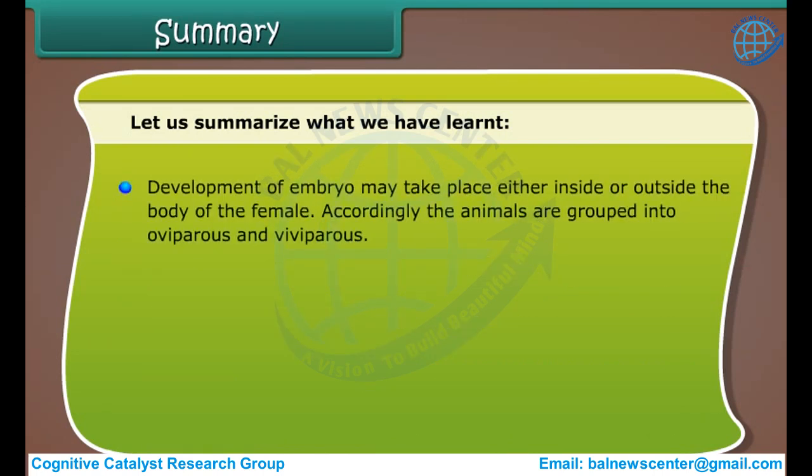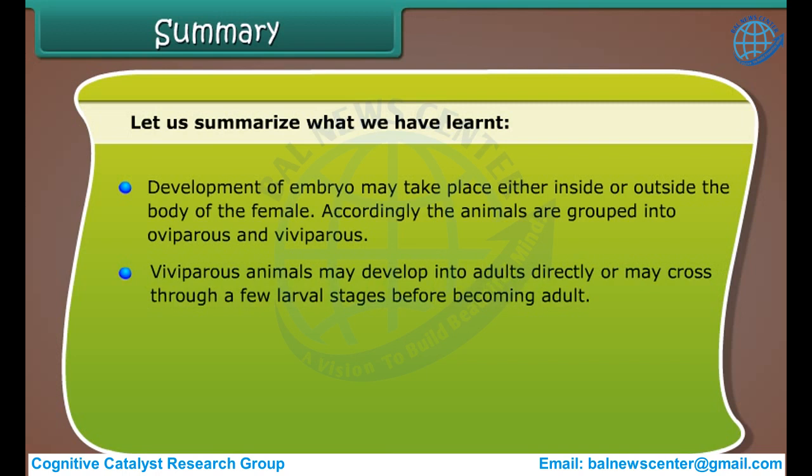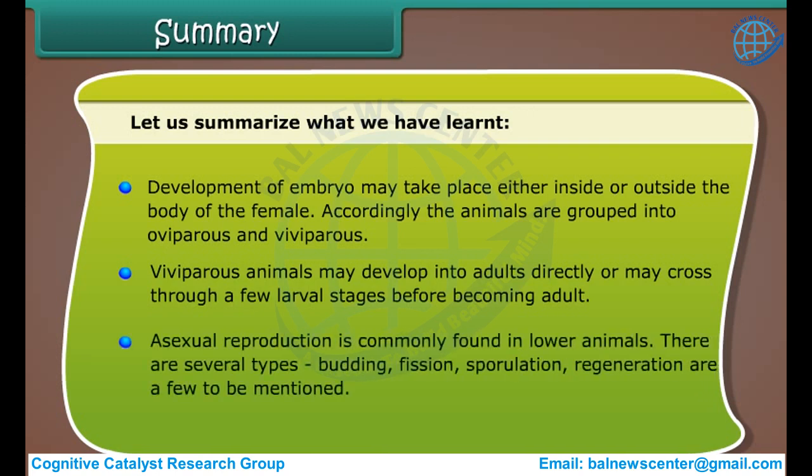Development of embryo may take place either inside or outside the body of the female. Accordingly, the animals are grouped into oviparous and viviparous. Viviparous animals may develop into adults directly or may cross through a few larval stages before becoming adult. Asexual reproduction is commonly found in lower animals. There are several types. Budding, fission, sporulation, regeneration are a few to be mentioned.